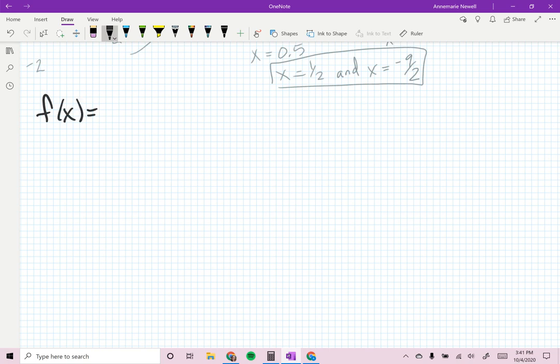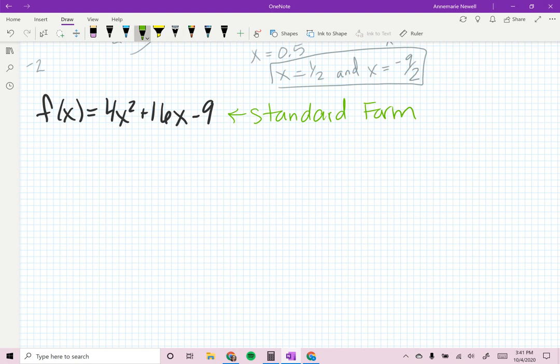So let's rewrite our function, originally written as 4x squared plus 16x minus 9. What form is this? This is standard form, right? We like this because it tells us what our a value is, what our b value is, and what our c value is. And that's exactly the order that it is. Of our square, our first number is 4. Of our linear term, the one with just our x, the coefficient is 16. And then our c value is the constant value, -9.